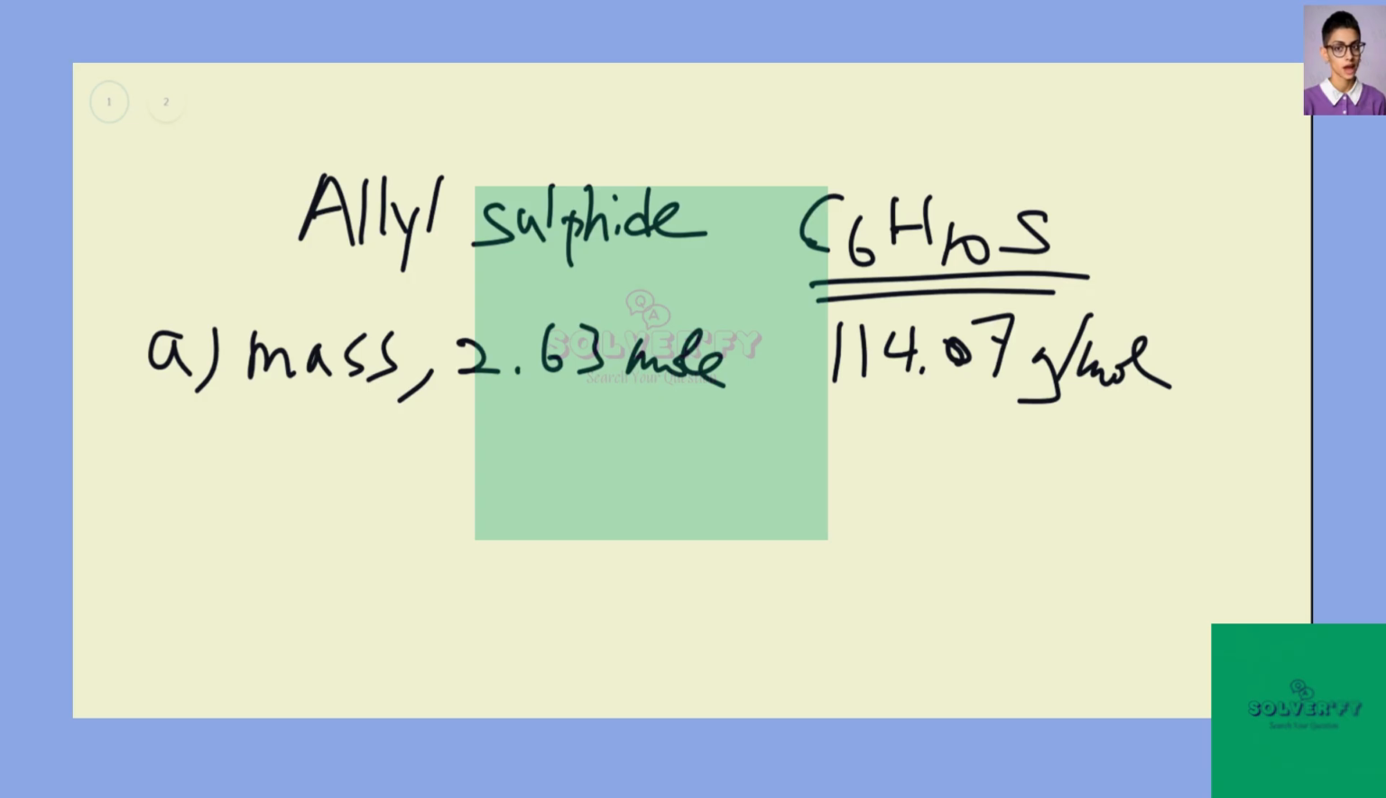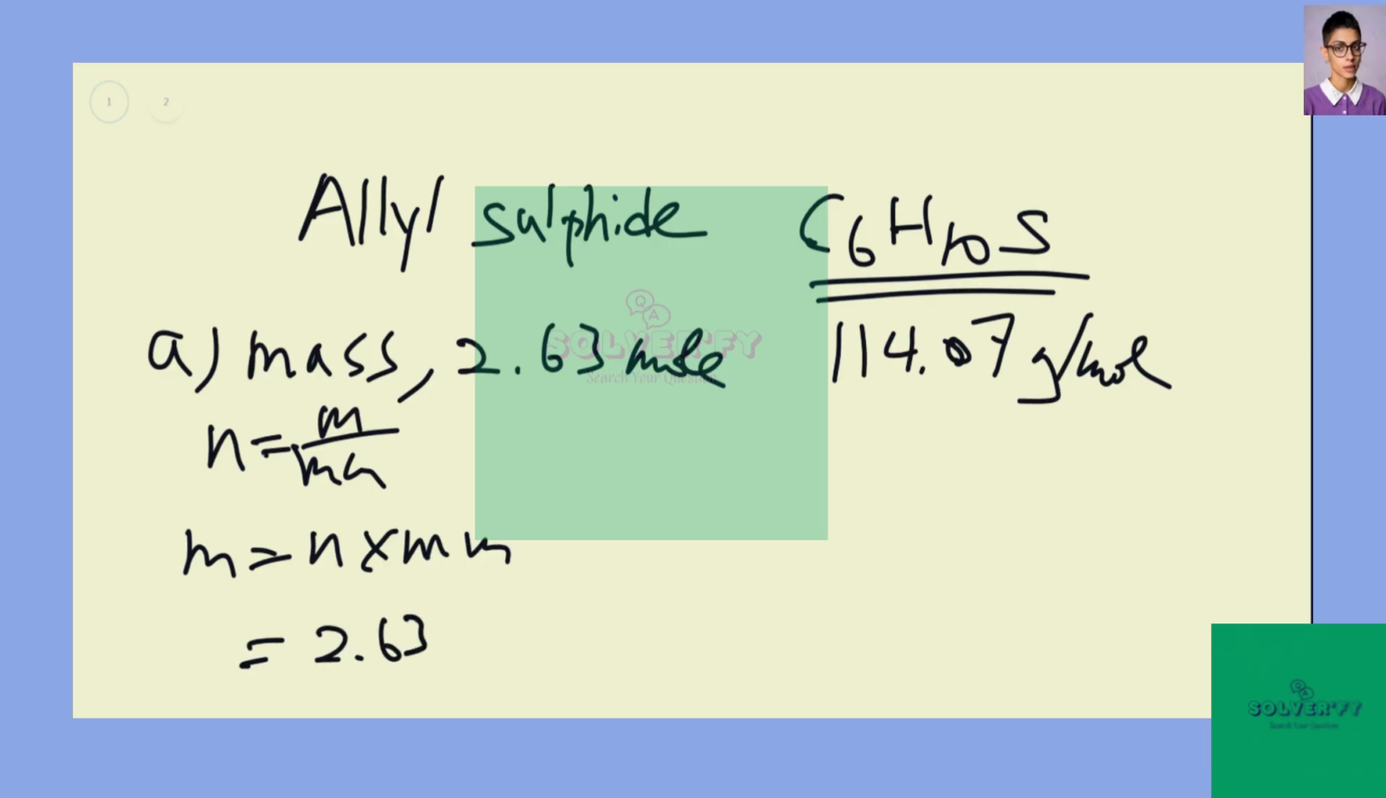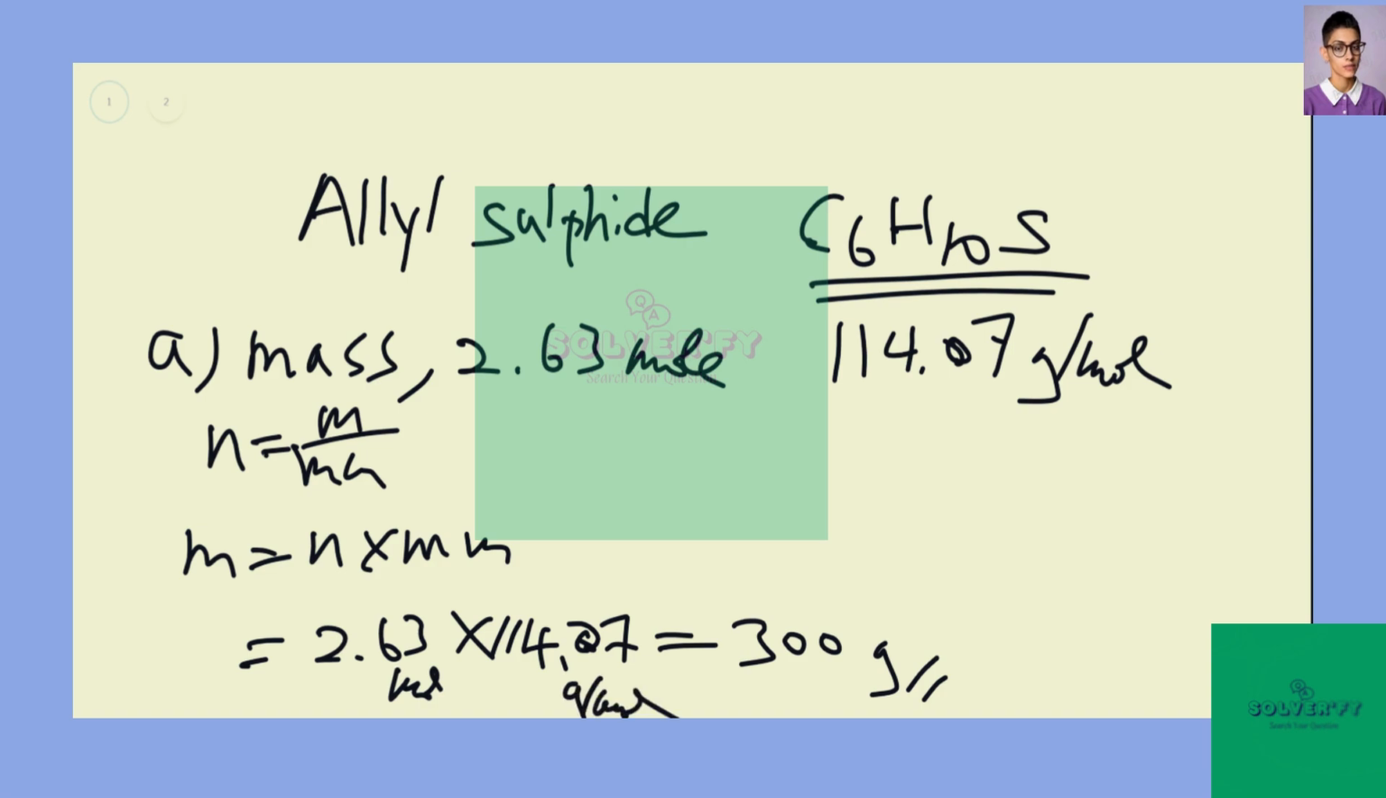Actually, it's pretty easy. So you remember, number of moles equals mass over the molar mass. If you want to find the mass, it's just the number of moles multiplied by the molar mass. So we have 2.63 multiplied by our molar mass, 114.07, and we should be able to find that it's 300 grams. So this is moles, and this is grams per mole. All right, so we have 300 grams.